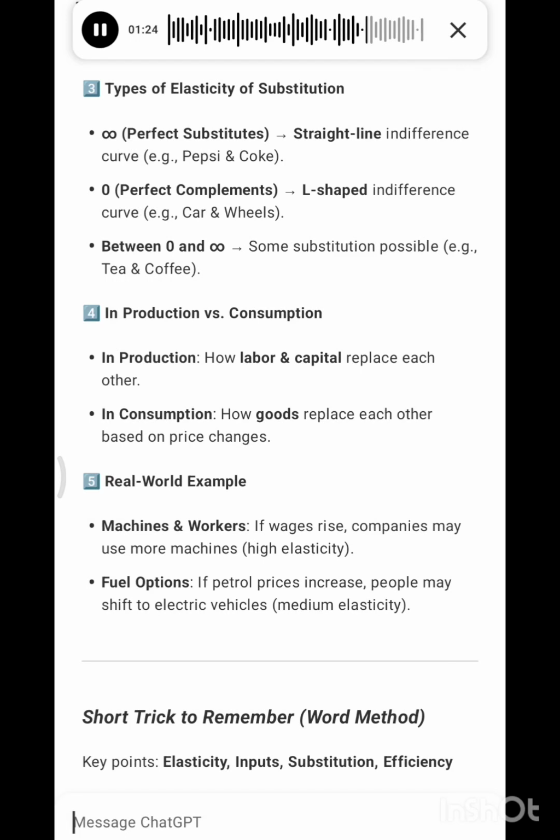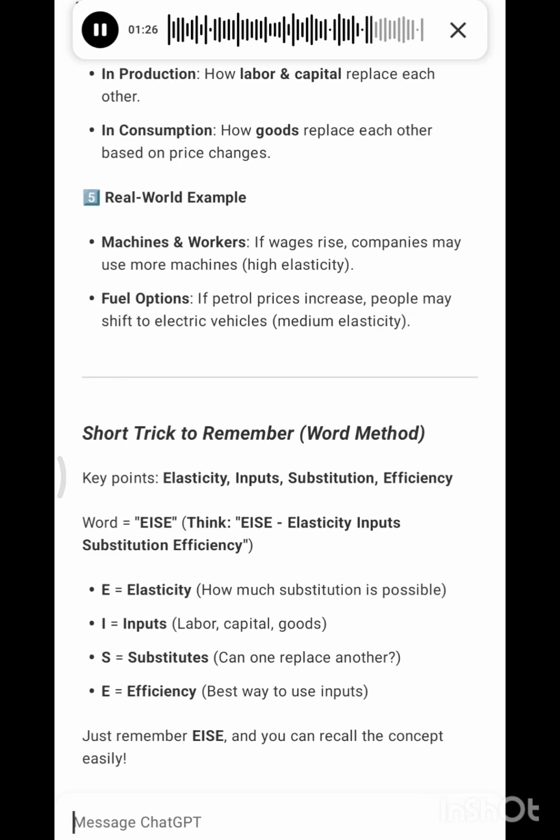Short trick to remember. Key points: elasticity, inputs, substitution, efficiency. Word equals E-I-S-E. E equals elasticity, how much substitution is possible. I equals inputs, labor, capital, goods. S equals substitutes, can one replace another? E equals efficiency, best way to use inputs. Just remember the word, and you can recall the concept easily.